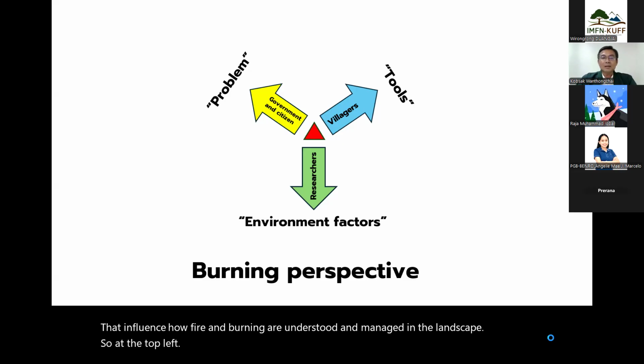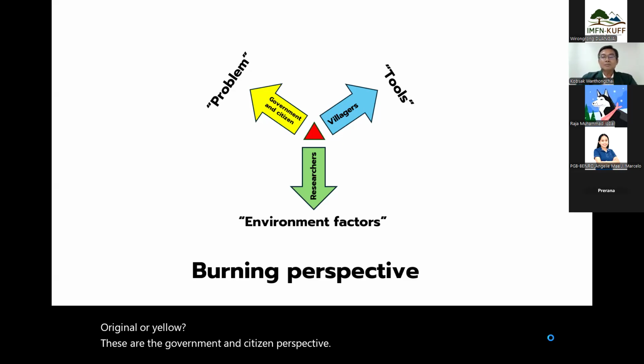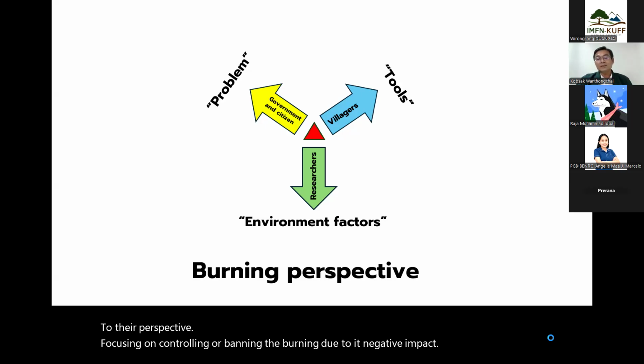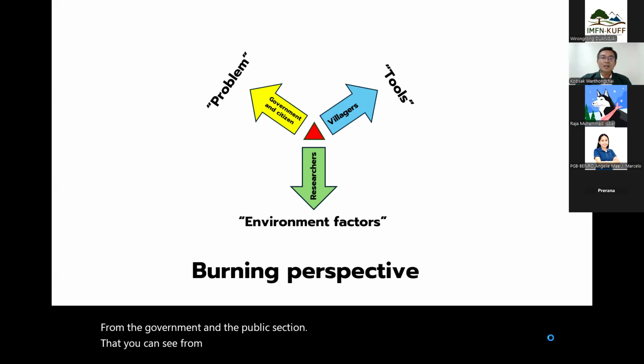So at the top left, the yellow arrow, these are the government and citizen perspective. This represents the problem perspective. The government and the general public often see burning primarily as a threat that links to air pollution, public health, and deforestation. So their perspective focuses on controlling or banning burning due to its negative impact. That is the first perspective, from the government and the public, that you can see from the yellow arrow.